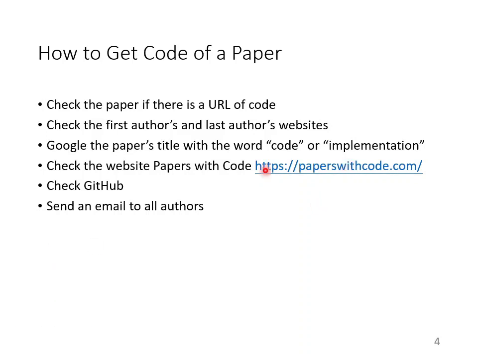This is the website that collects all papers, in particular in computer vision, with code. Otherwise, check GitHub. If all of those methods do not work, the last resort is to send an email directly to the authors. Sometimes it works.